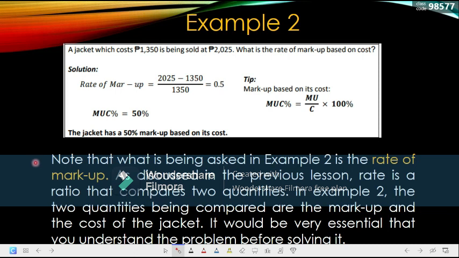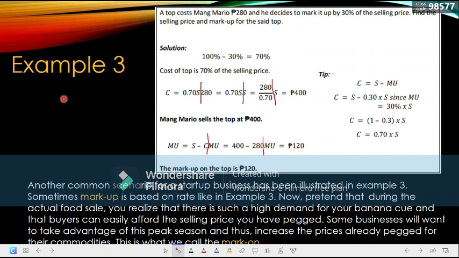So note that what's being asked in example 2 is the rate of markup. Now, as discussed in the previous lesson, rate is a ratio that compares two quantities. In example 2, the two quantities being compared are the markup and the cost of the jacket. It is very essential that you understand the problem before solving it, so you have to analyze the problem properly.